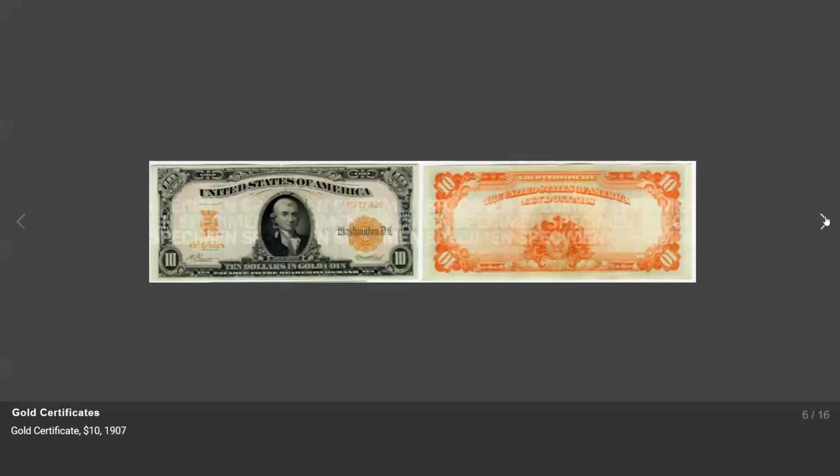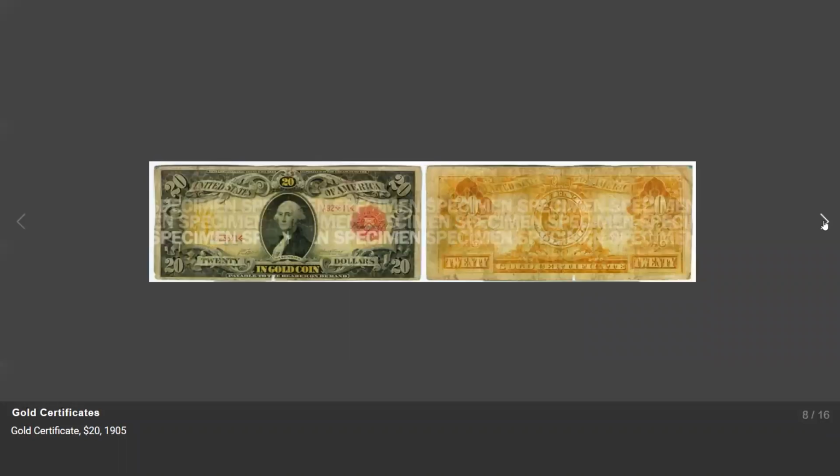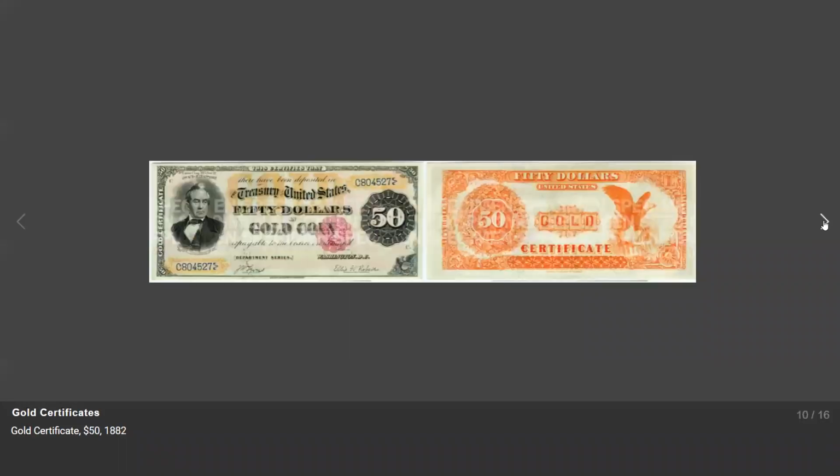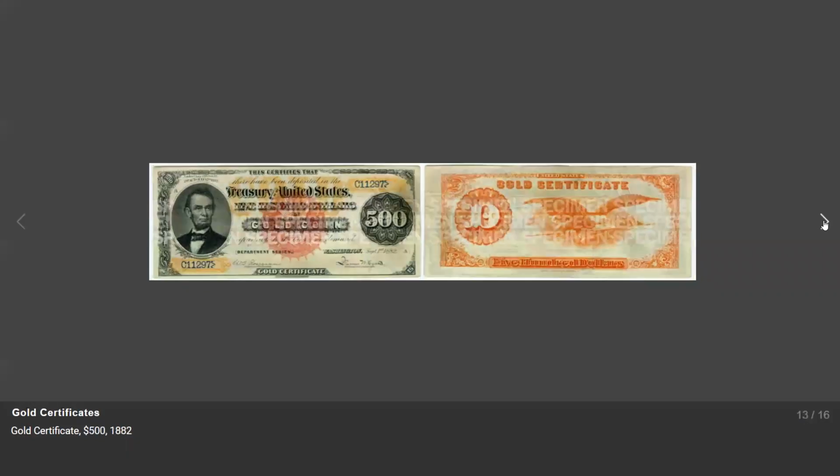And in fact, if you look at these, all of them have the same thing in common. This is a $10 bill that could be redeemed for gold. This is 1907. Let's see if there's any more interesting ones here. All of these could be redeemed for gold.